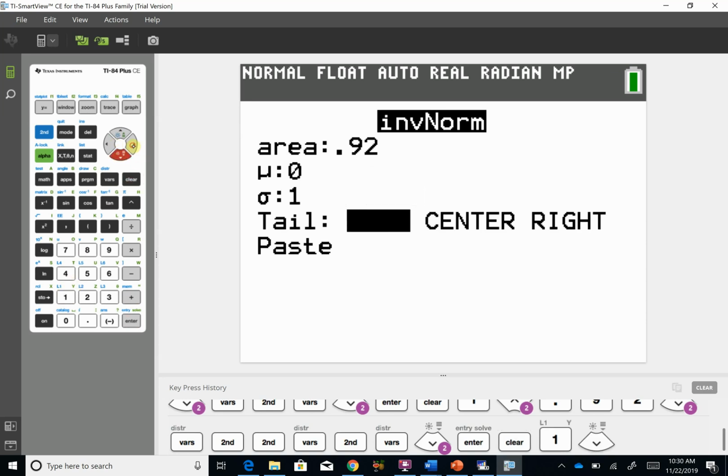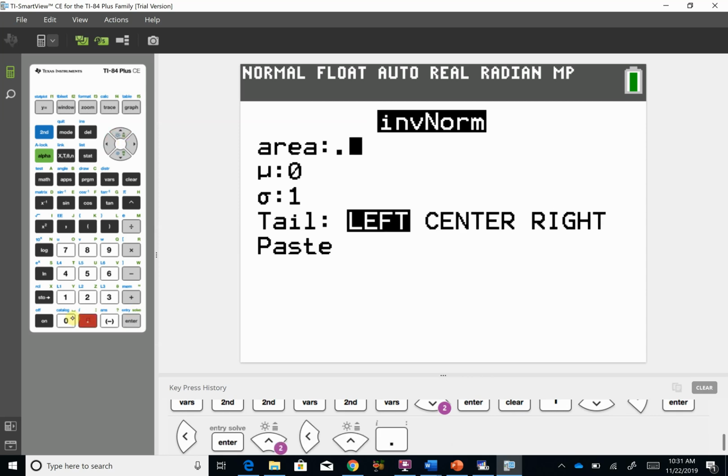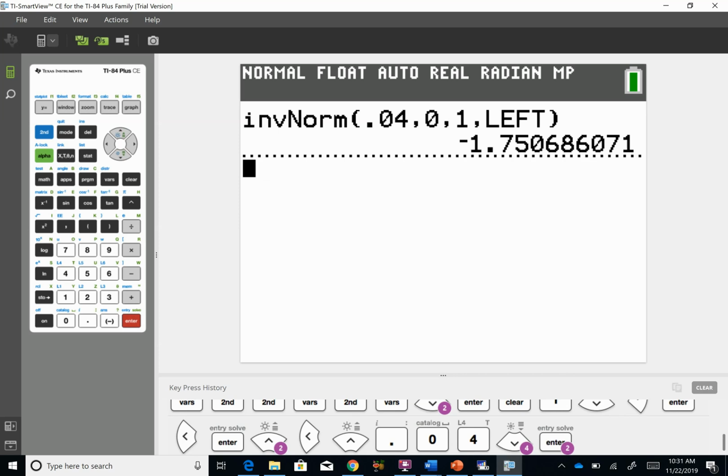You can highlight center. If you have one of these super new calculators that gives you the option of left, right, center, you can tell the calculator where the area is you want it to find. If you don't have those options, there's nothing wrong with your calculator. It's just not super new. You have to keep yours on the left, and you have to enter an alpha divided by 2. And we get, there's our negative 1.75.